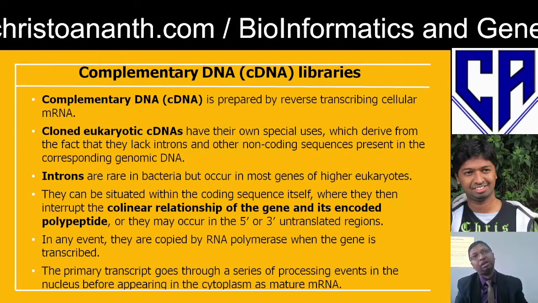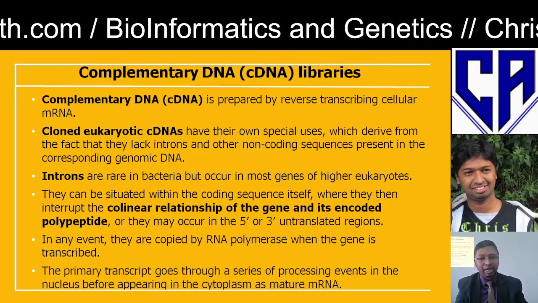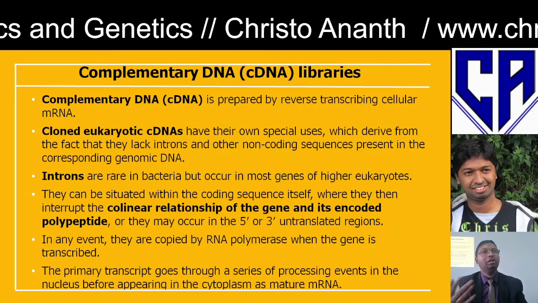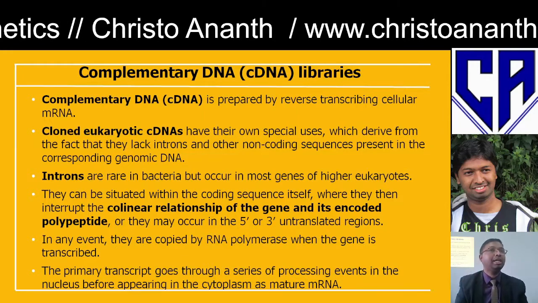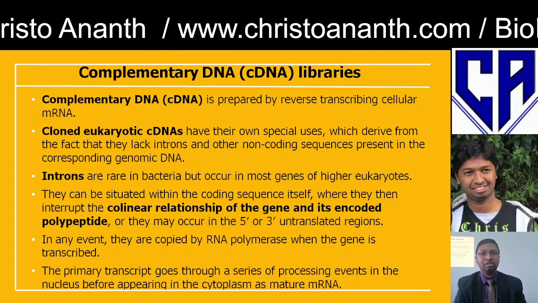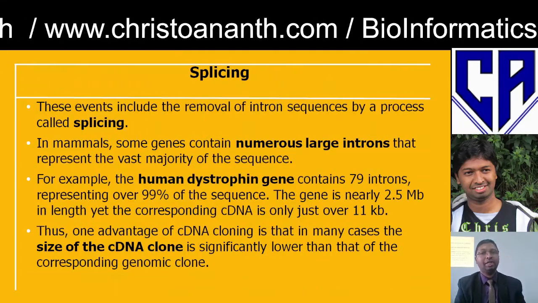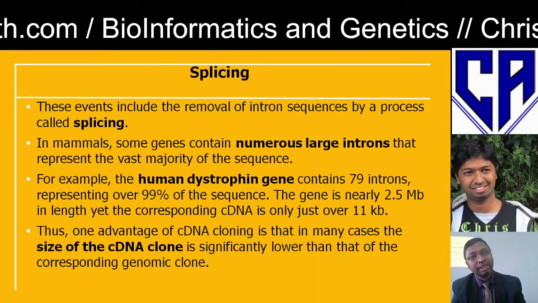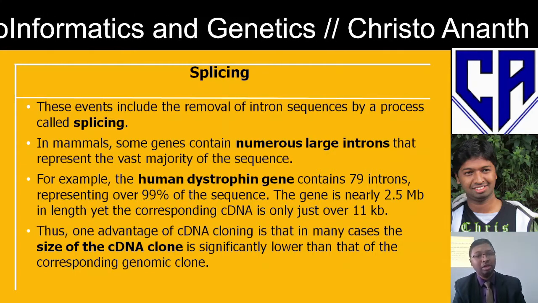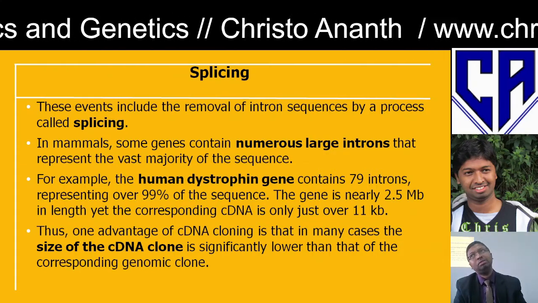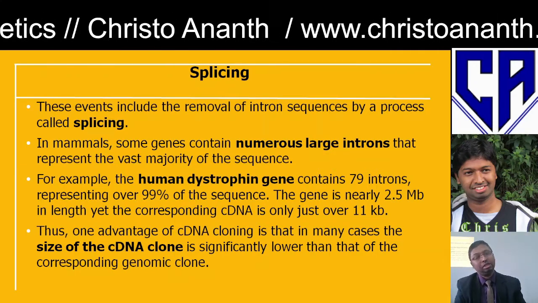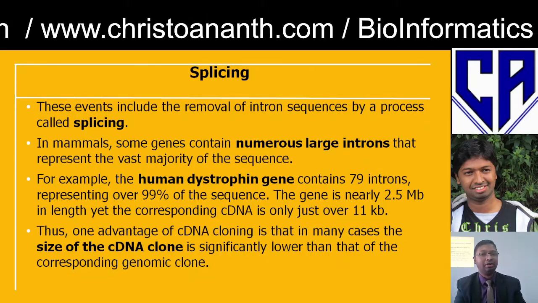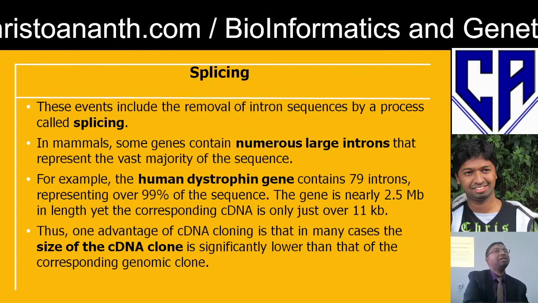So they are copied by the RNA polymerase, and you can go through several processing events in order to analyze and isolate the genes. Then we have a technique called splicing. In order to remove these introns, we use a technique called splicing. In mammals, some genes will have these larger sequences called introns, so they will be present in most.